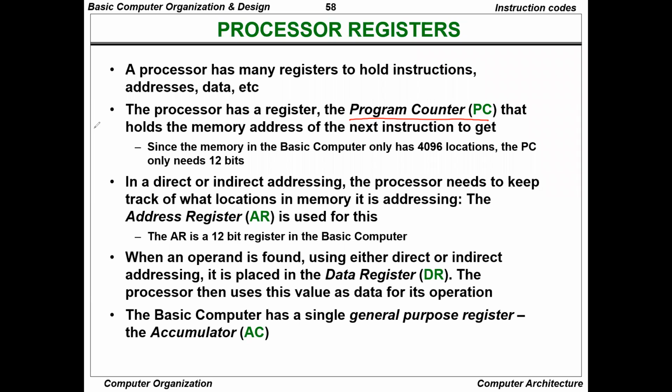Now you remember address, how many bits does it take? An address takes 12 bits. So what will be the size of the program counter? The size of the program counter register will be 12 bits.